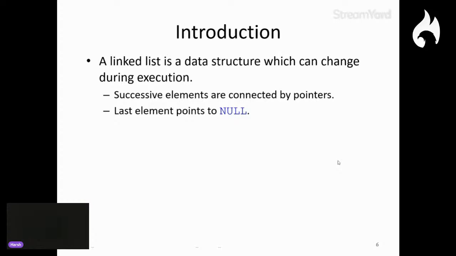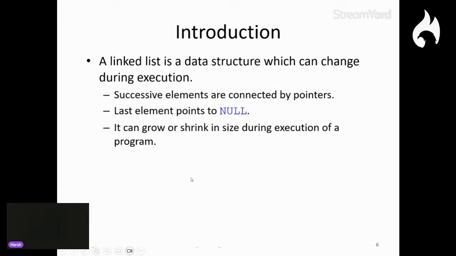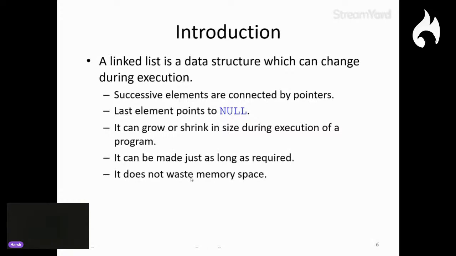In a linear linked list, the last node of the linked list will always point to null, because there must be an end to a linked list. To be very precise, it is easy for us to make a linked list grow or shrink during execution of the program. But for an array, we have to decide the size during compilation time. In a linked list, we can do it during the execution of the program. As the previous line suggests, we can make it as long as required. It doesn't waste any memory space.